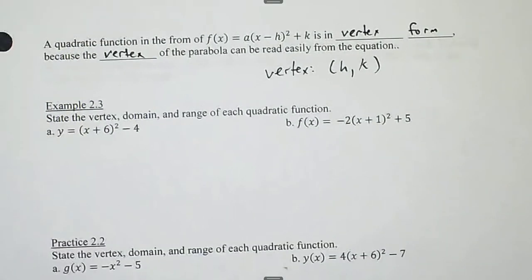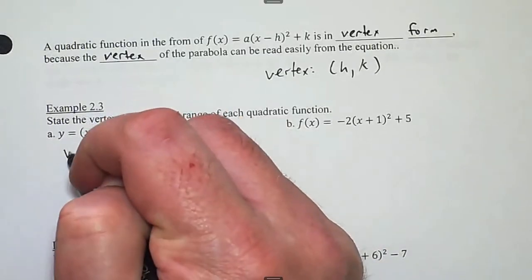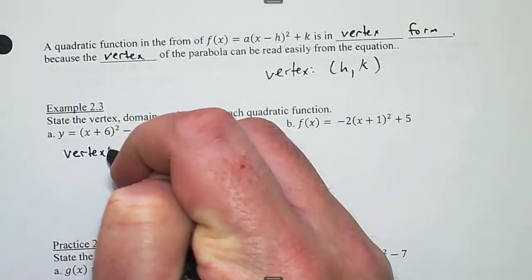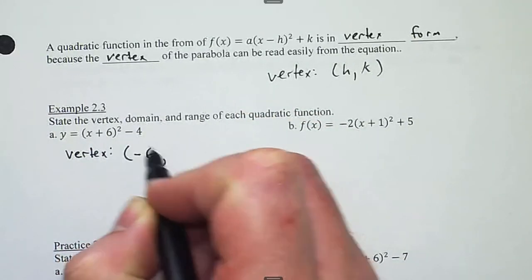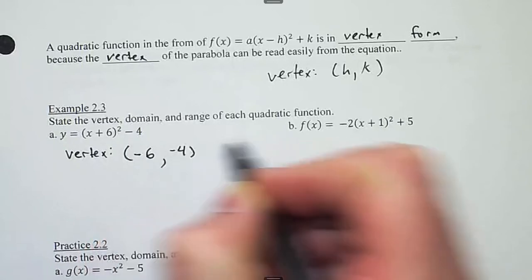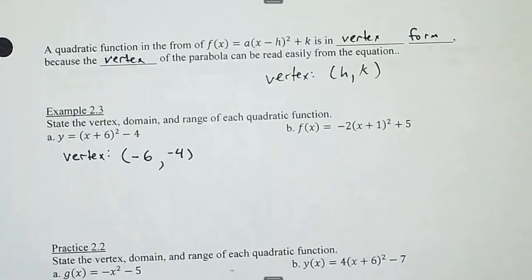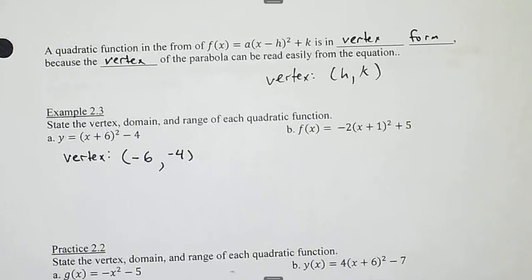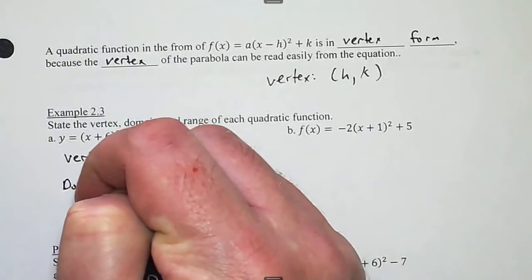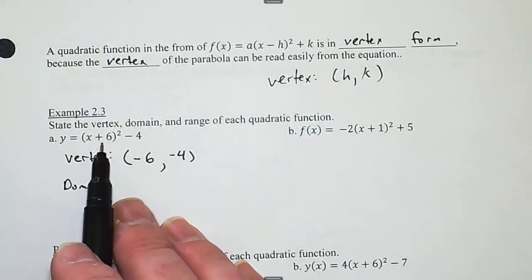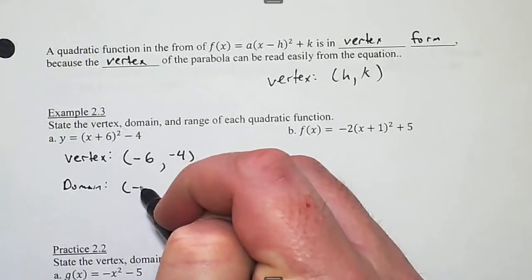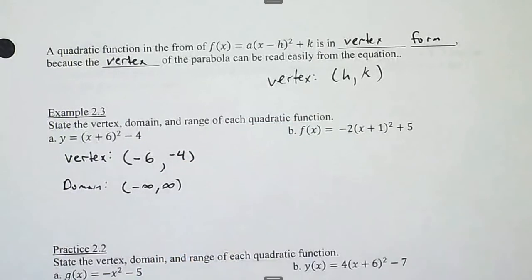We'll state the vertex, domain, and range of each quadratic function. The vertex here is the opposite of that number, comma that number. That's the vertex. Next, we need to figure out the domain. So ideally, we want to be able to determine the domain and range just from looking at the equation. The domain is not very difficult because we know there's no square rooting, there's no dividing, and we know those are the things that cause problems. So our domain is negative infinity to infinity, or you can say all real numbers.